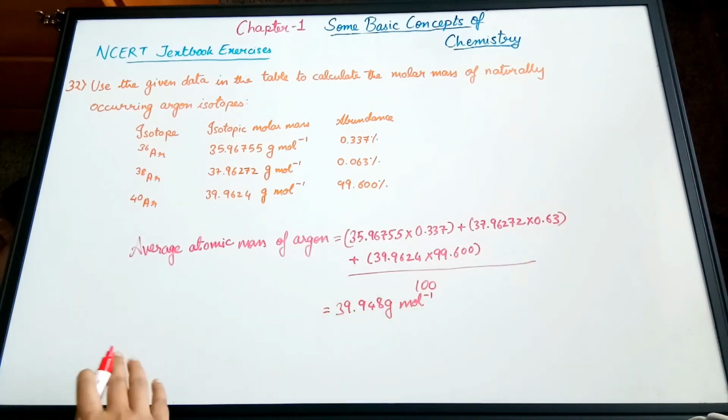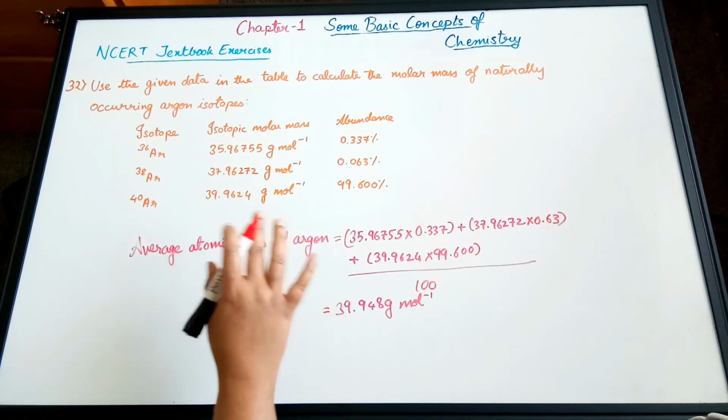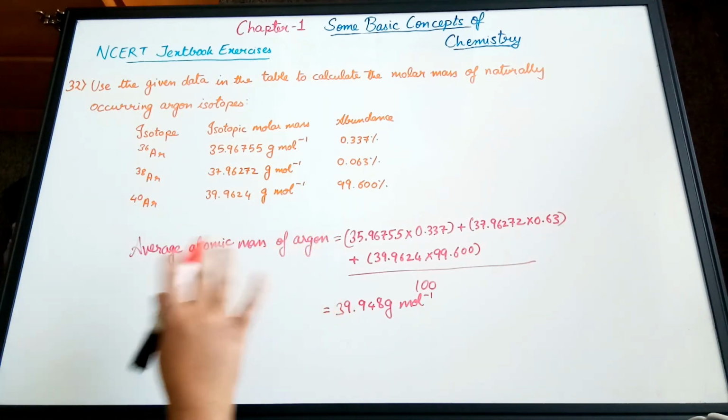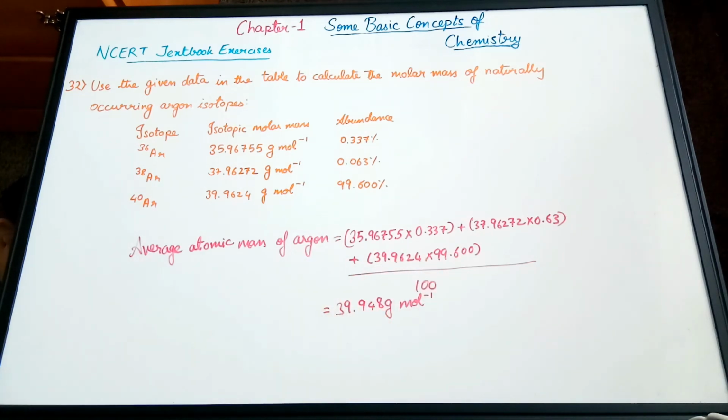Right? So average atomic mass is calculated by multiplying the isotopic mass by the abundance, adding all the individual values up, and dividing by 100. For a detailed explanation of atomic mass and calculation of the average atomic mass, do check out the video I've done on molecular mass and atomic mass.